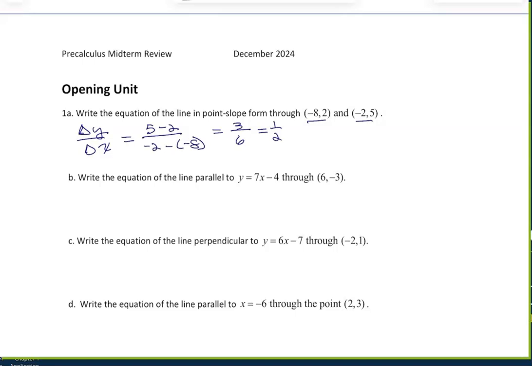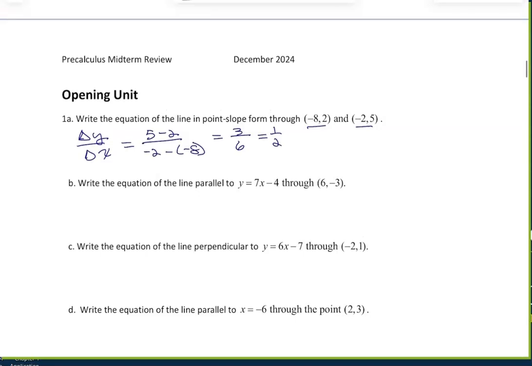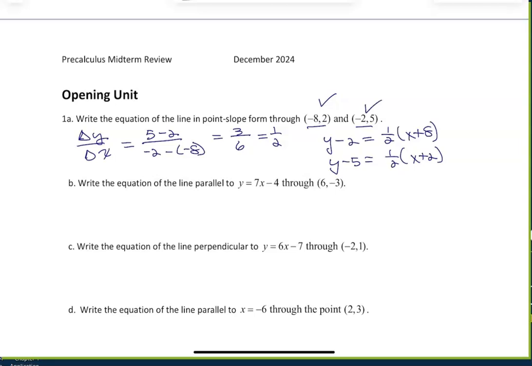Okay, since they asked for the point-slope form, we're going to have 2 possible options. So let me write both of them for you. The first one is going to be y minus 2 equals 1/2 times (x plus 8), and that's using this point. And the second one is y minus 5 equals 1/2 times (x plus 2), and that's using that point. Either answer is fine. Next question.